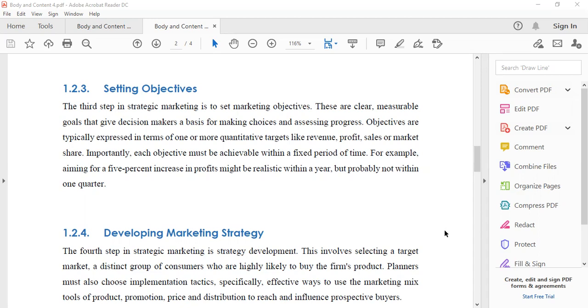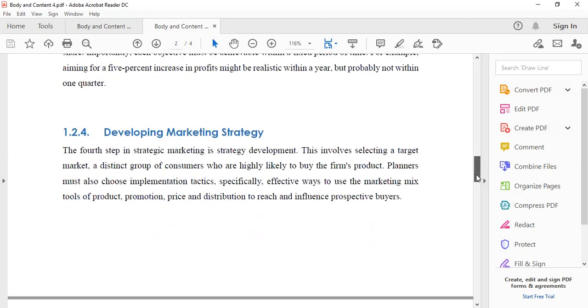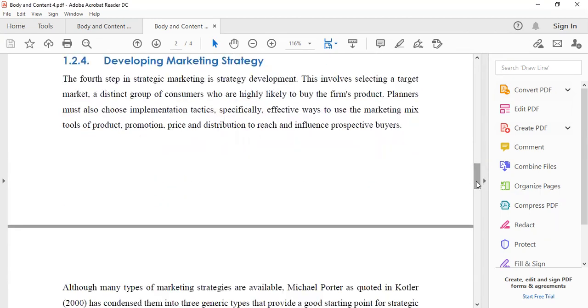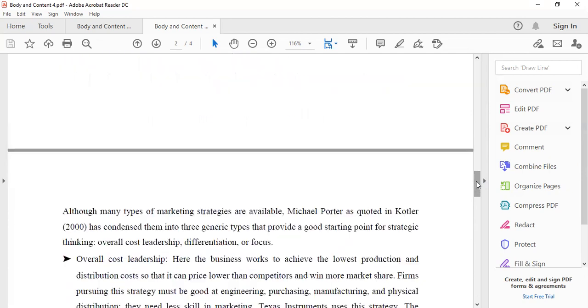Next is develop a marketing strategy. Once objectives are set, marketing strategies that will help in achieving those objectives are developed. This involves selecting a target market, a group of consumers that are likely to buy the firm's product. It is at this stage that we begin to put in place the tactics that will be used, the tools, the 4 Ps, that will be used to reach and to influence prospective buyers and achieve the marketing objectives.